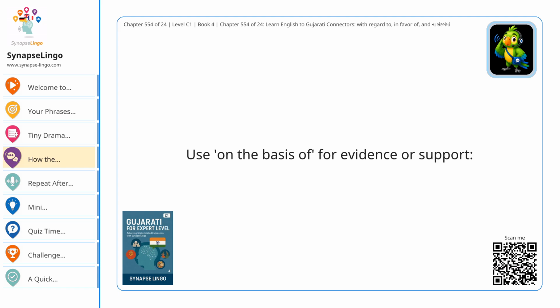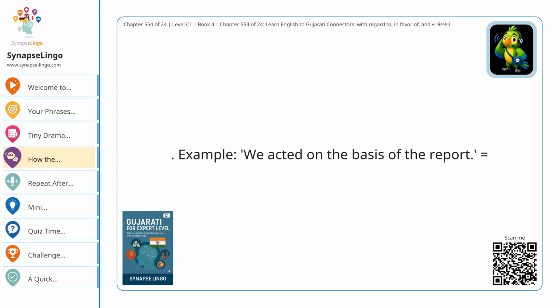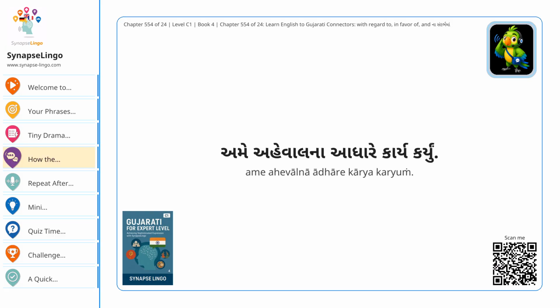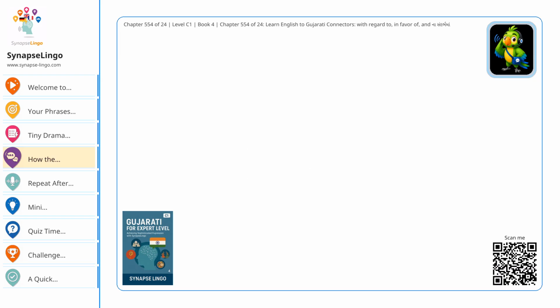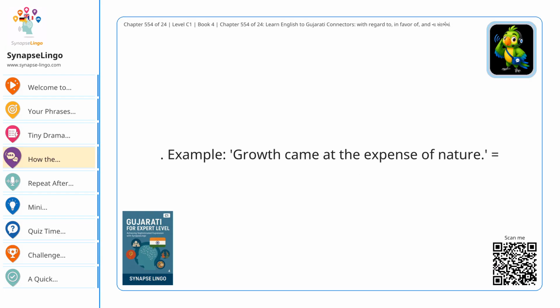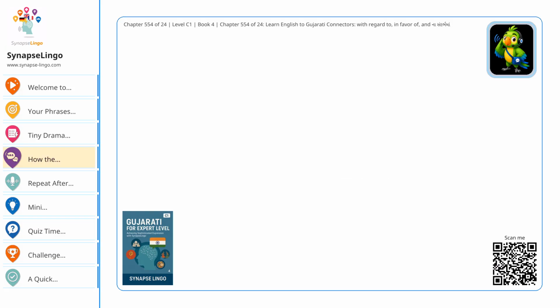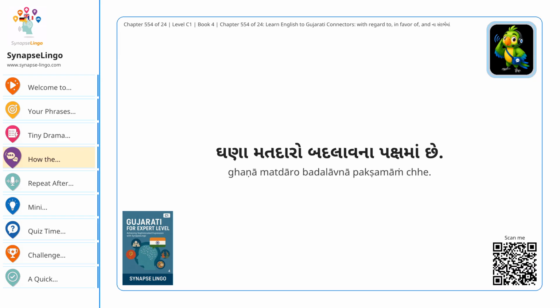Use, on the basis of, for evidence or support. ના આધારે. Example. We acted on the basis of the report, equals અમે અહેવાલના આધારે કાર્ય કર્યું. Use, at the expense of, when one side gains and another loses. ના ખર્ચે. Example. Growth came at the expense of nature, equals વિકાસ પ્રકૃતિના ખર્ચે આવ્યો. Use, in favor of, for support. ના પક્ષમાં. Example. Many voters are in favor of change, equals ઘણા મતદારો બદલાવના પક્ષમાં છે.